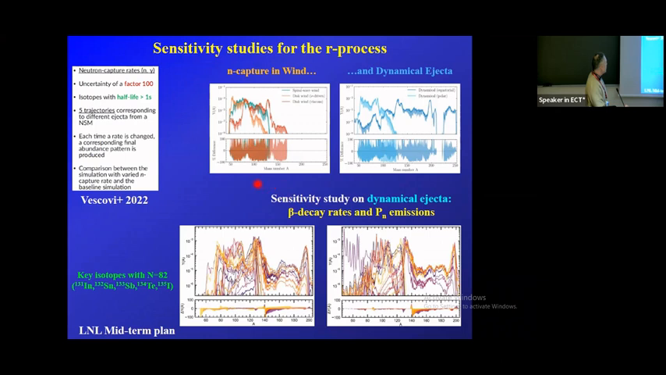On the other hand, we also studied the effect of beta decay rates and beta-delayed neutron emissions in neutron star mergers. For what concerns this study, we verified that the most interesting isotopes are the ones with a magic neutron number N equal to 82, in particular indium, tin, tellurium, and iodine.